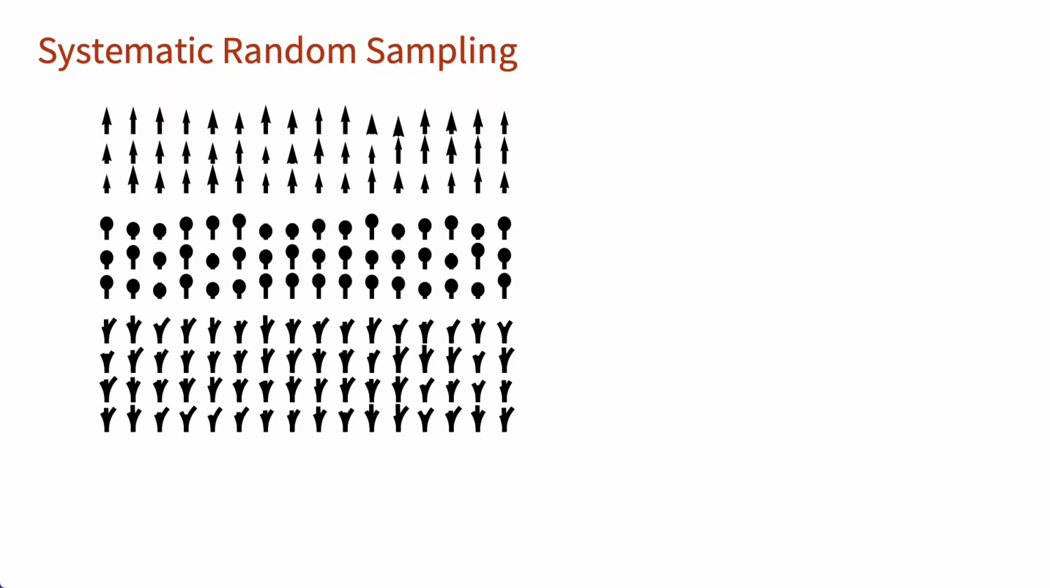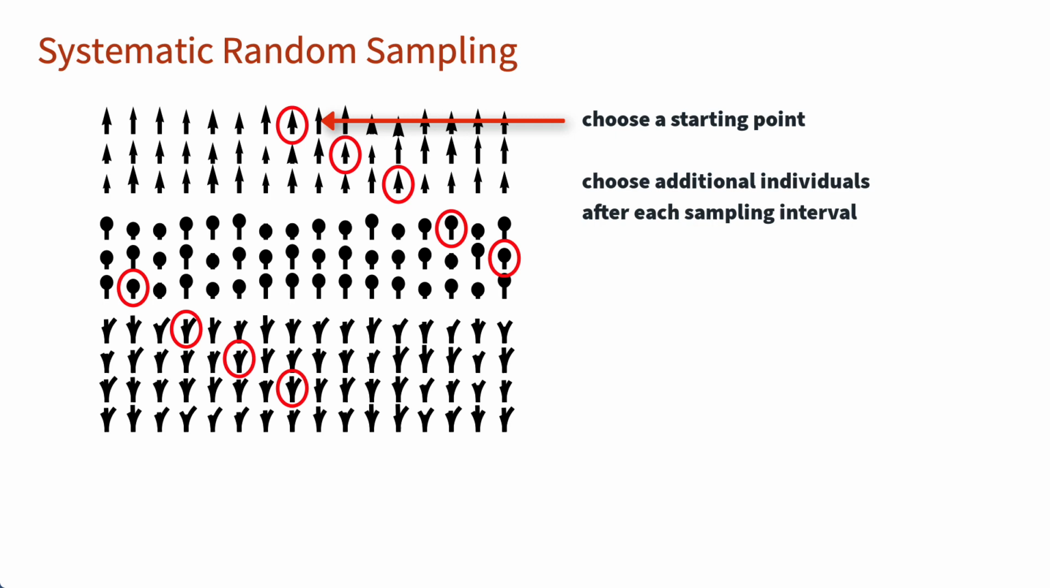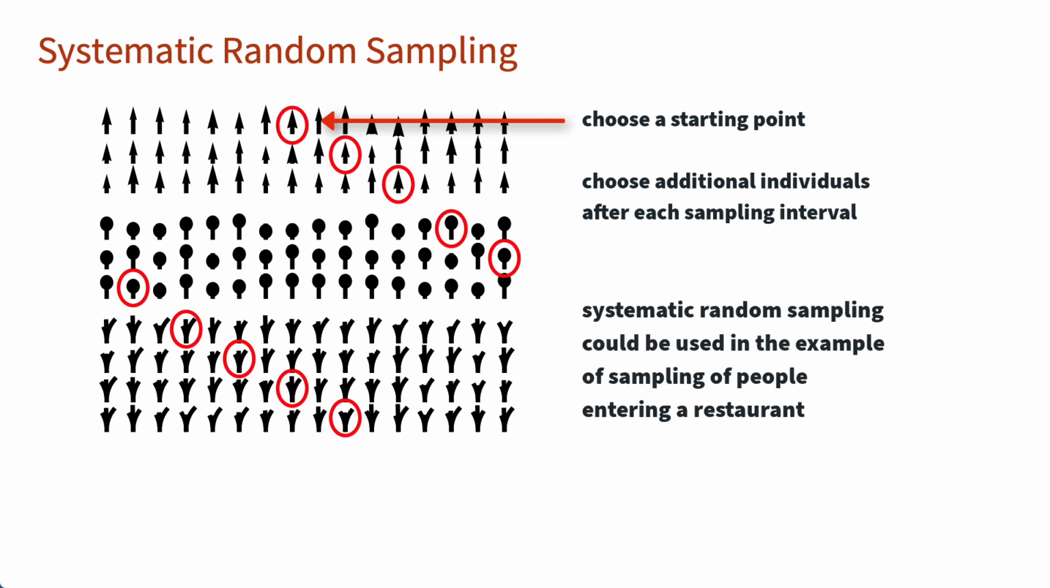Another variant of simple random sampling is systematic random sampling, which is done by starting with some random individual in the population and selecting additional individuals at some fixed interval called the sampling interval. Again, using plants in a garden as an example, this diagram shows systematic random sampling starting with the 8th plant in the first row, and from there selecting every 18th plant in the garden. Systematic random sampling is usually unbiased as long as there is not some periodic pattern in the population. Systematic random sampling could be used, for example, to get a random sample of people entering a restaurant by collecting data from, for example, every 10th person to enter the restaurant.